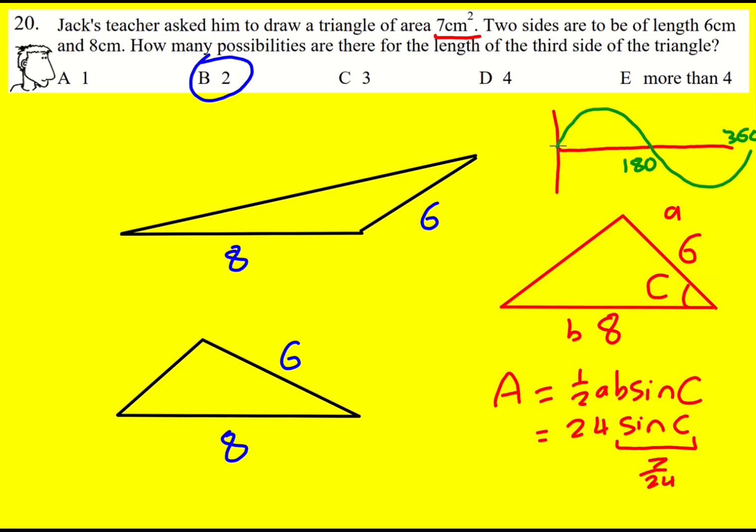And so I'm interested just in this first section, where sine C is equal to 7 over 24. So it's where the horizontal line hits it here, and this is 7 over 24. You can see there's going to be an acute angle, which corresponds with this acute angle here, and there's going to be an obtuse angle, which corresponds to this one. So, even more carefully, this shows that there are 2 solutions.